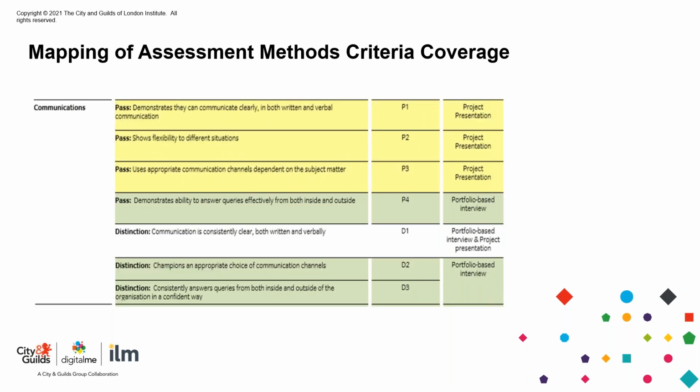If we look at another module, for instance communication, this is a mix. From pass 1 to pass 3, these criteria will be assessed as part of the project presentation only, and they are highlighted in yellow. Then the fourth pass, pass 4, will be assessed in the portfolio-based interview only, and that will be the case for distinction 2 and distinction 3, while distinction 1 will be assessed both in the portfolio interview and project presentation.